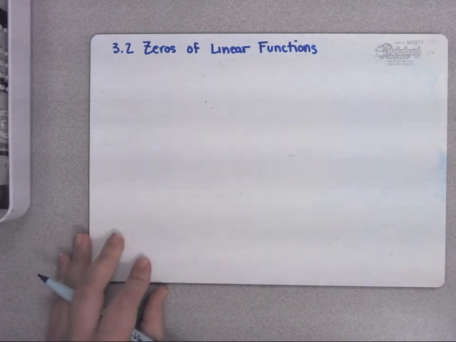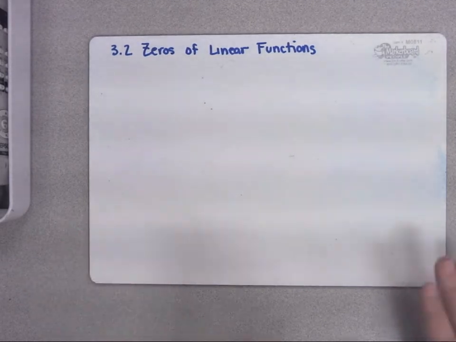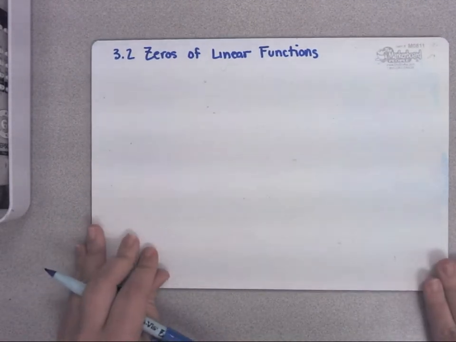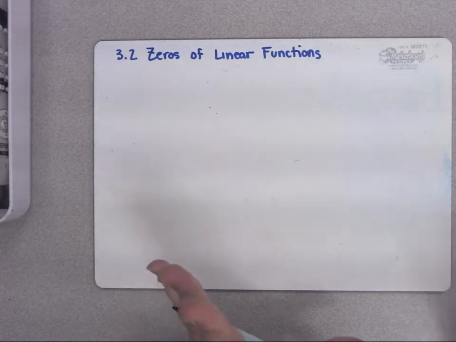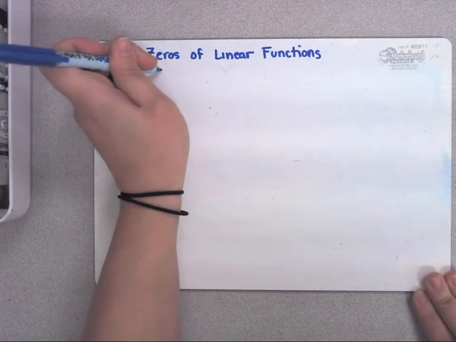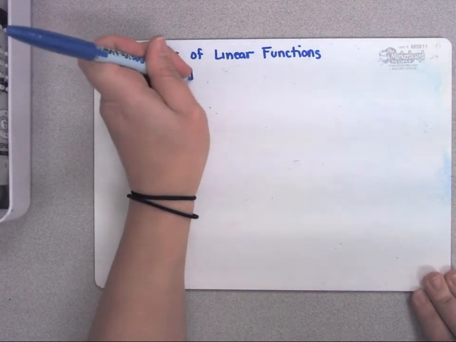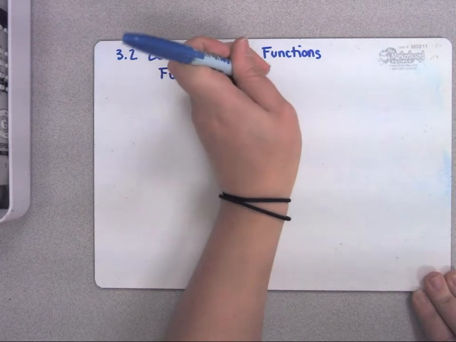It says zeros of linear functions. The good thing is we already kind of know how to do this. First off, we did talk about this in a previous chapter, okay? What a function is. So there's a difference between a function and an equation.